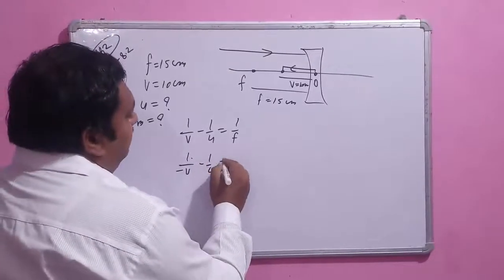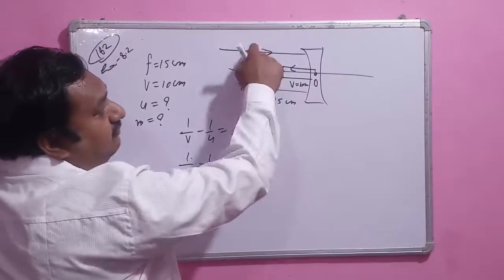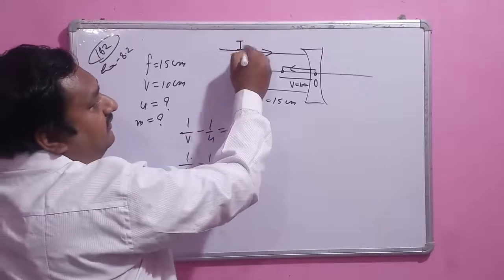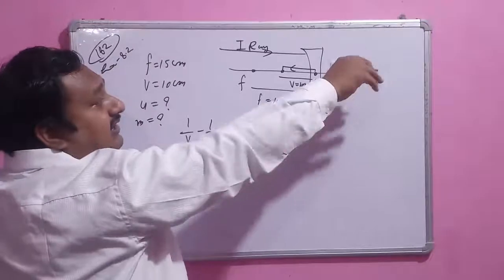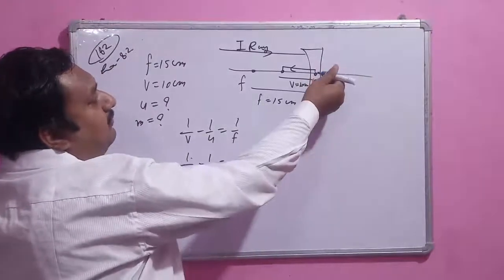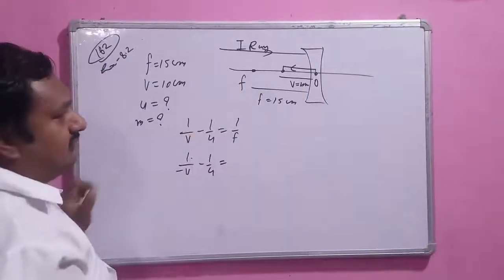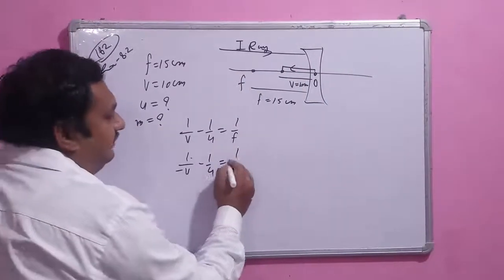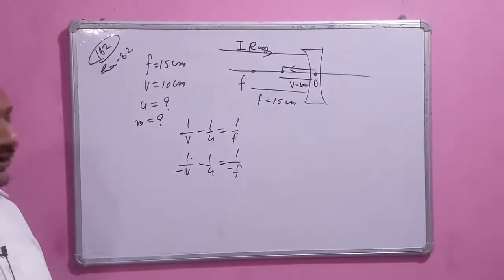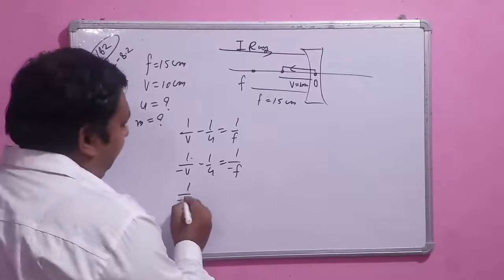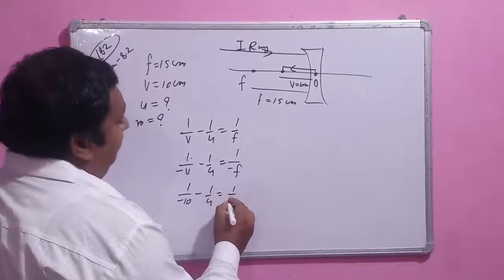Minus 1 upon u. Now the focus is also on the left of the lens. You will go in this direction, that is opposite to the incident ray direction. That is the incident ray, and its direction is toward the right, and if you are going to measure the distance from optical center to focus, you will go in the opposite direction of the incident ray. So that means for focus also we assign a negative symbol. Now our formula is ready, we have to put in the values. Now 1 upon minus 10 minus 1 upon u equal to 1 upon minus f, f is 15.